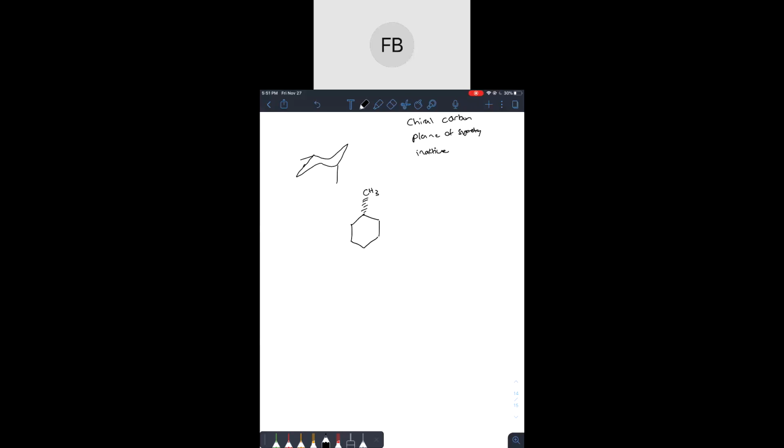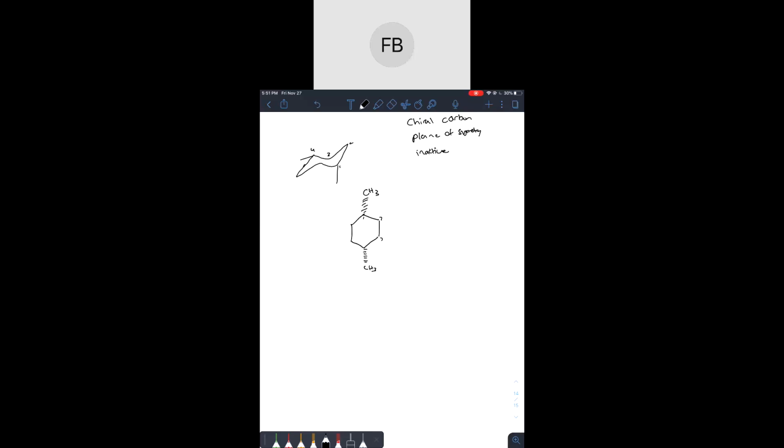And then we have, this is 1, 2, 3, 4. So on the fourth carbon away, we have another one. So there's one down here. Is there a chiral carbon? No, they're both achiral carbons.